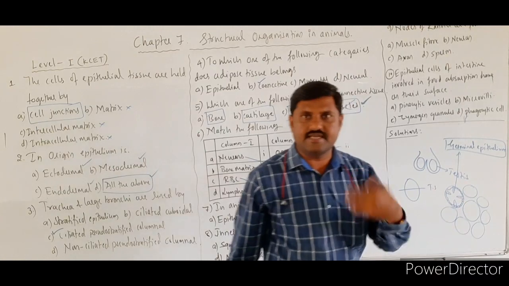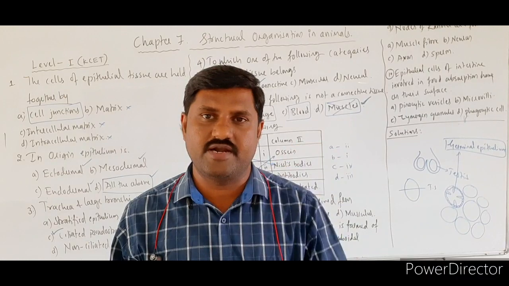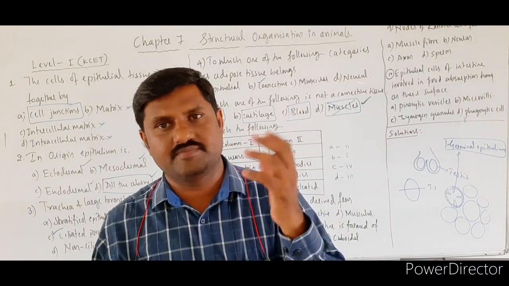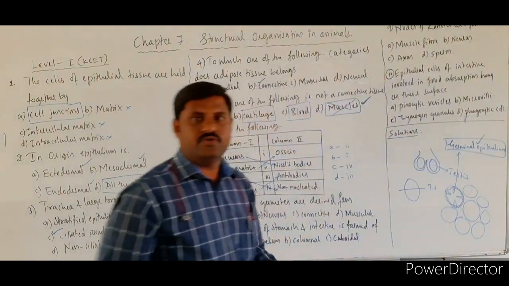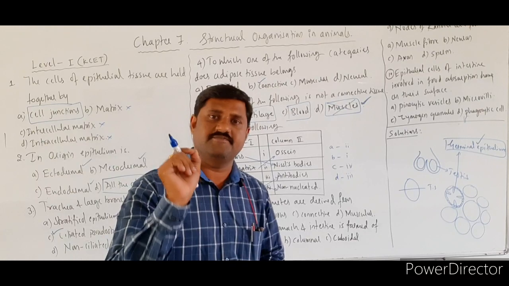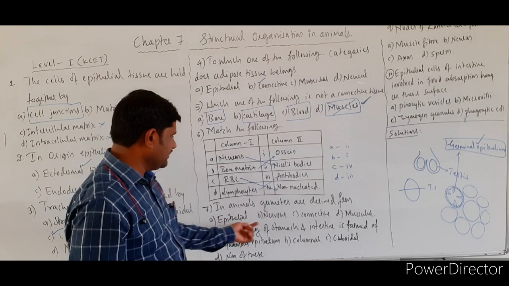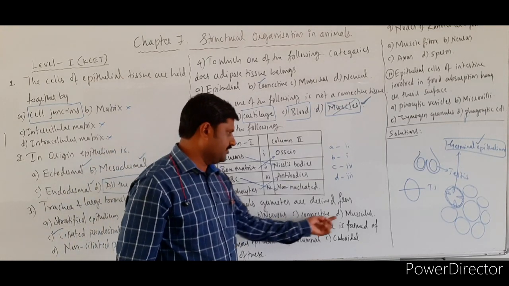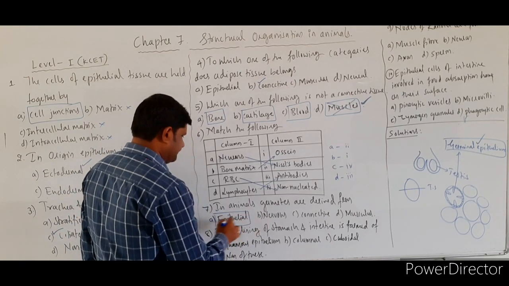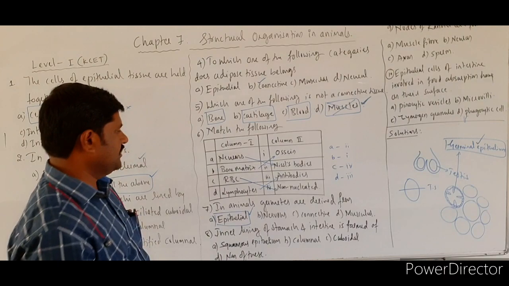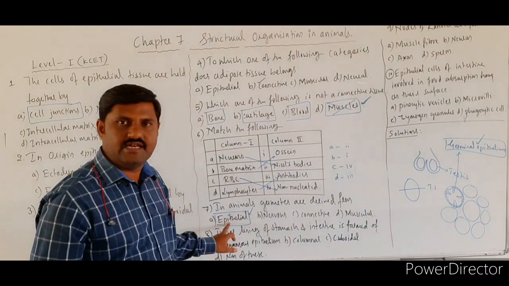Those germinal cells divide to form spermatogonial cells, and later the spermatogonial cells become sperms. That's why epithelium is the type of tissue responsible for the formation of the gametes. Let us see the options: epithelial tissue, nervous tissue, connective tissue, muscular tissue. The answer for this question is epithelial tissue, right? So the gametes are derived from the epithelial tissue.